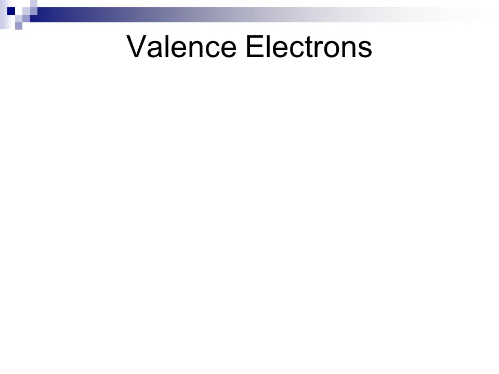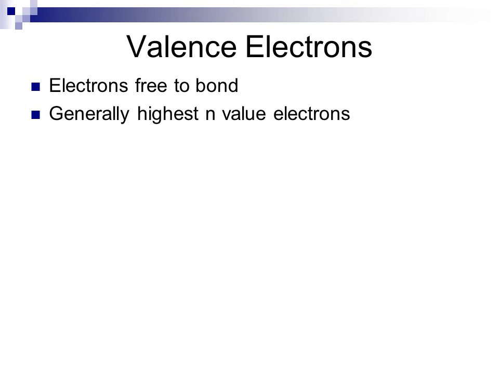Now, valence electrons are the most important electrons within an atom, and electron configuration generally allows us to examine the electrons which are valence in an atom. Valence electrons are those electrons which are free to make bonds, either ionic bonds or covalent bonds. Generally, valence electrons are the highest n-value electrons, although this is not always the case.